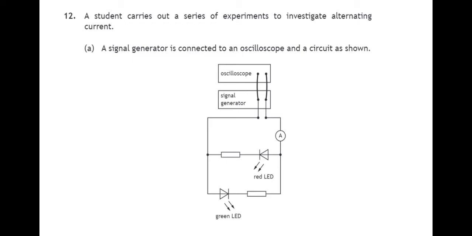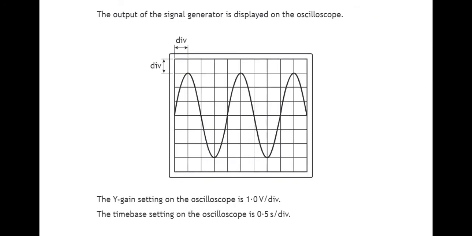The signal generator is a device which basically produces an alternating current. The output of the signal generator, that alternating current, is displayed on the oscilloscope. The Y gain setting on the oscilloscope is 1 volt per division. The time-based setting is 0.5 seconds per division. So the oscilloscope basically draws a graph of voltage against time. So the vertical axis is telling us about voltage, and the horizontal axis is telling us about time.